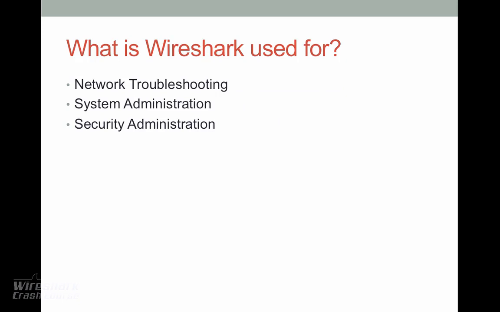Wireshark is used by IT professionals for many different tasks, but the most common are network troubleshooting, system administration, and security administration. Network engineers will often run Wireshark to determine if routing on a local area network is happening properly and efficiently. System administrators will use Wireshark to ensure that their servers are properly communicating with each other and to determine if the network is down.